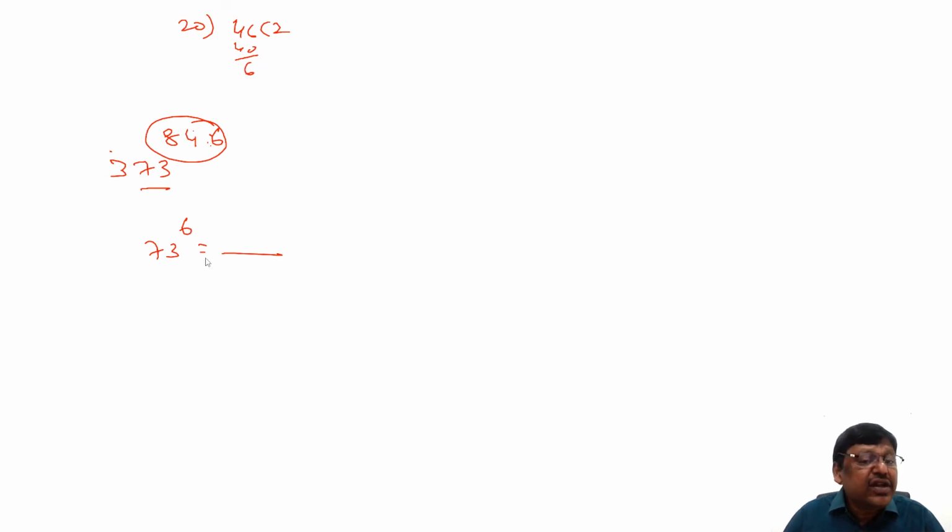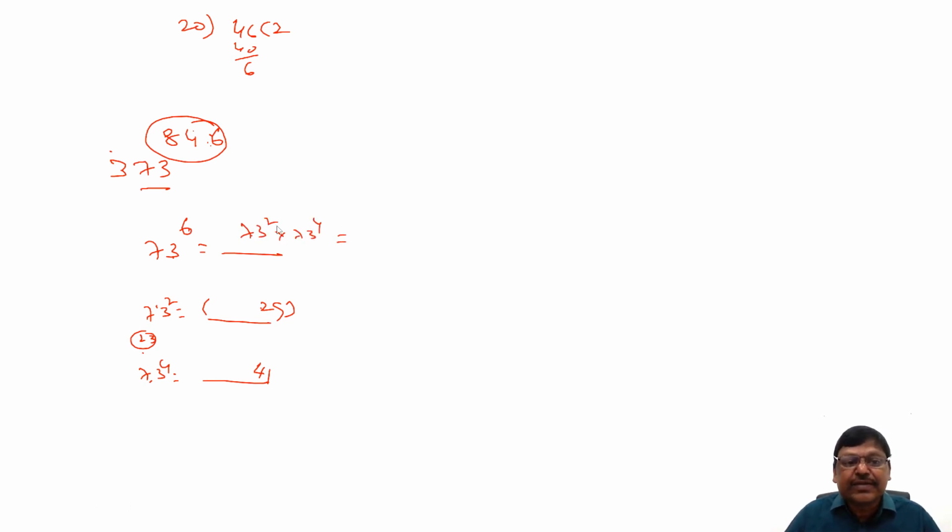73 power 6 means, what is 73 square? How much more than 50? 23 more. 23 square ends with 29. 23 square is 529. First 25 squares you need to be good, right? 73 power 4, if you look at it, it is nothing but 73 square whole square. 29 square's last two places will be what? 29 is 21 less than 50. 21 square is 41.